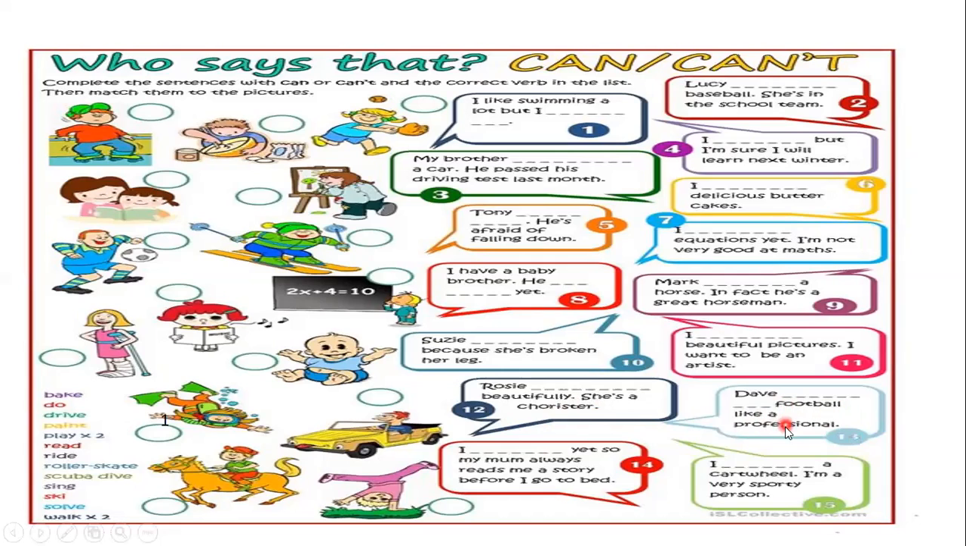They play football like a professional. So who's that? Can play, can, affirmative. Dave can play football like a professional. In this case, like a professional is como un profesional. Yes. Okay, let's see.